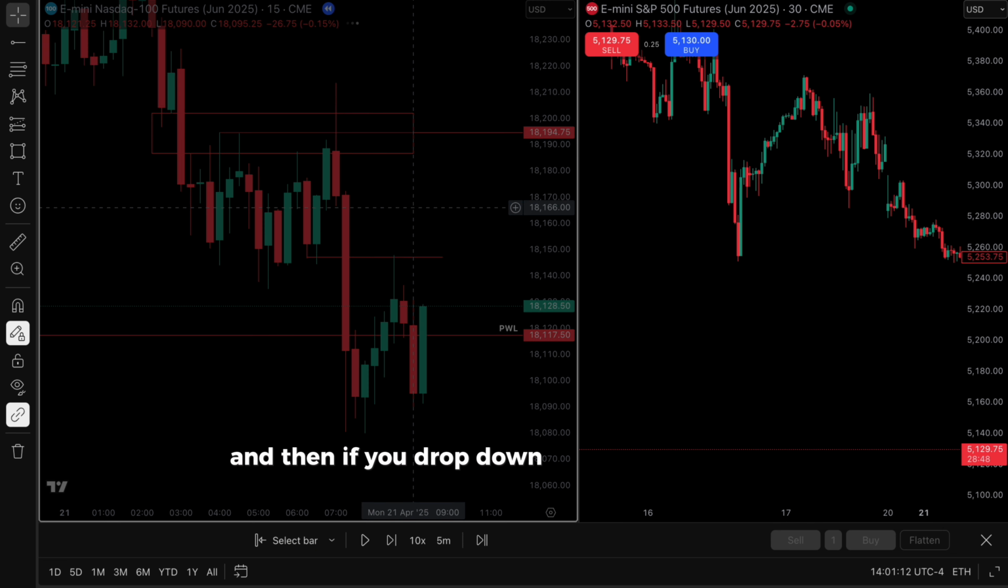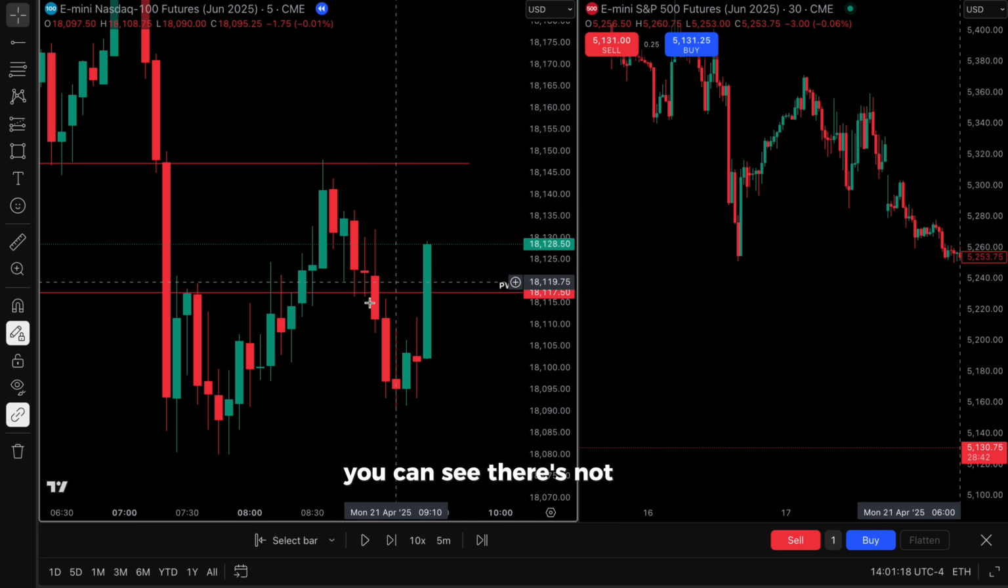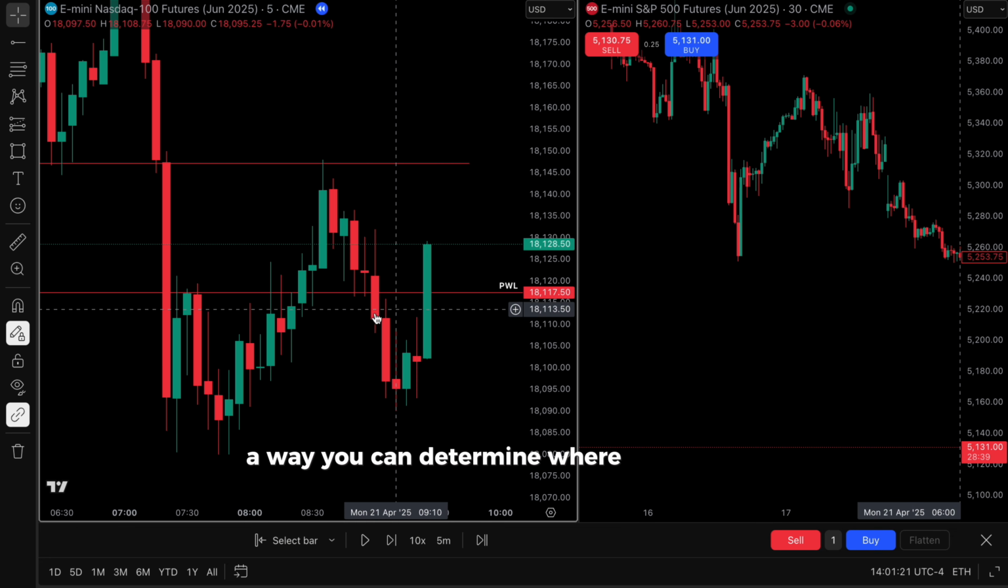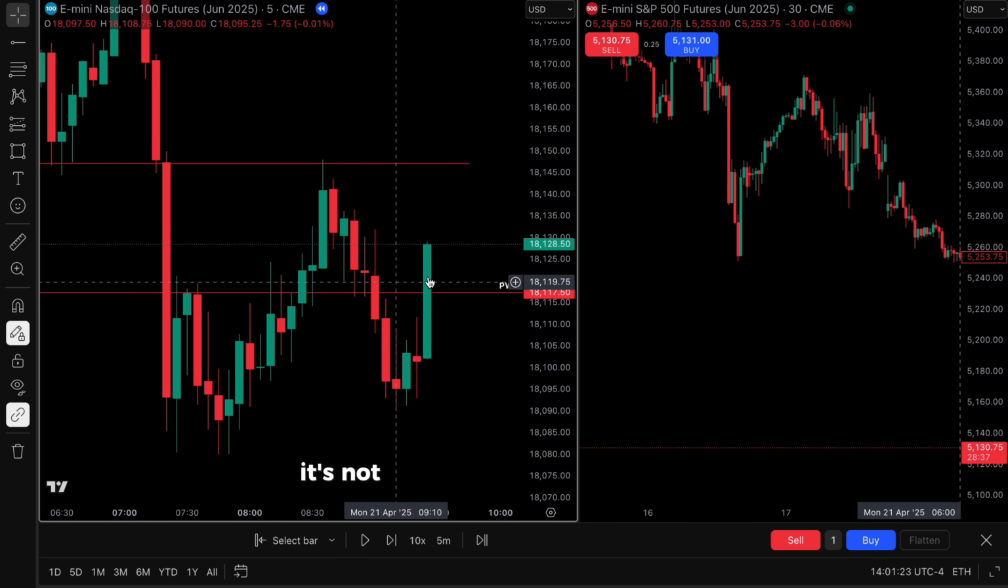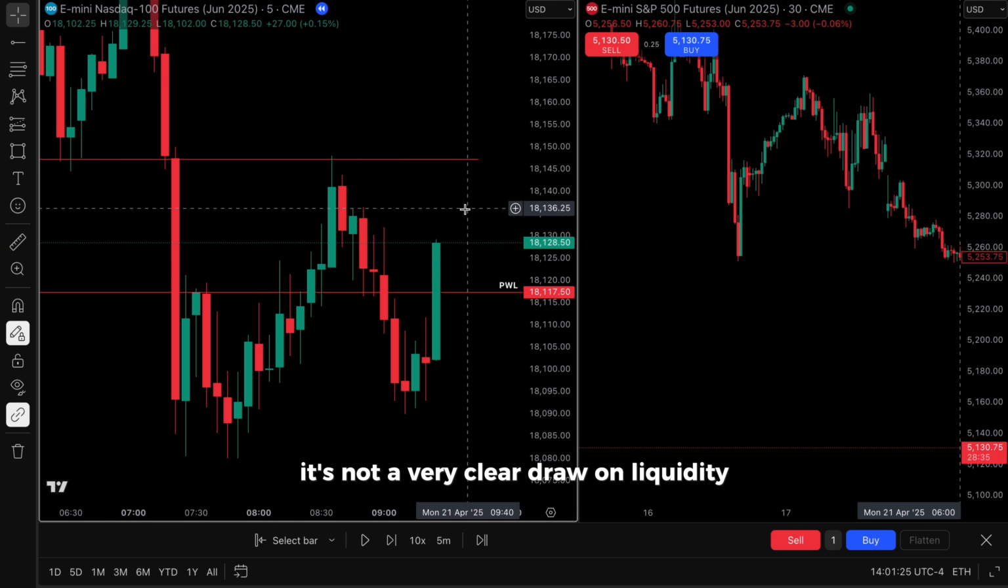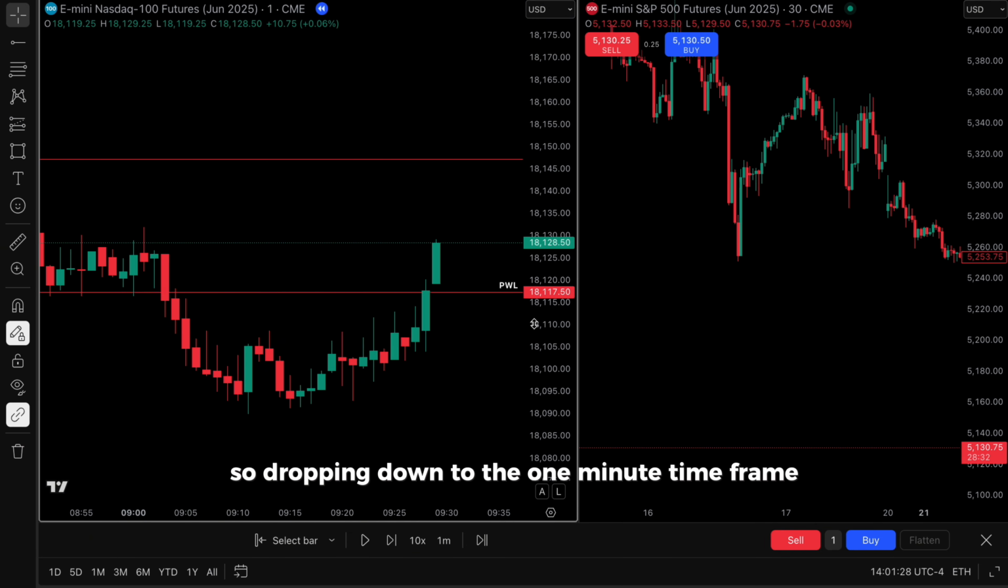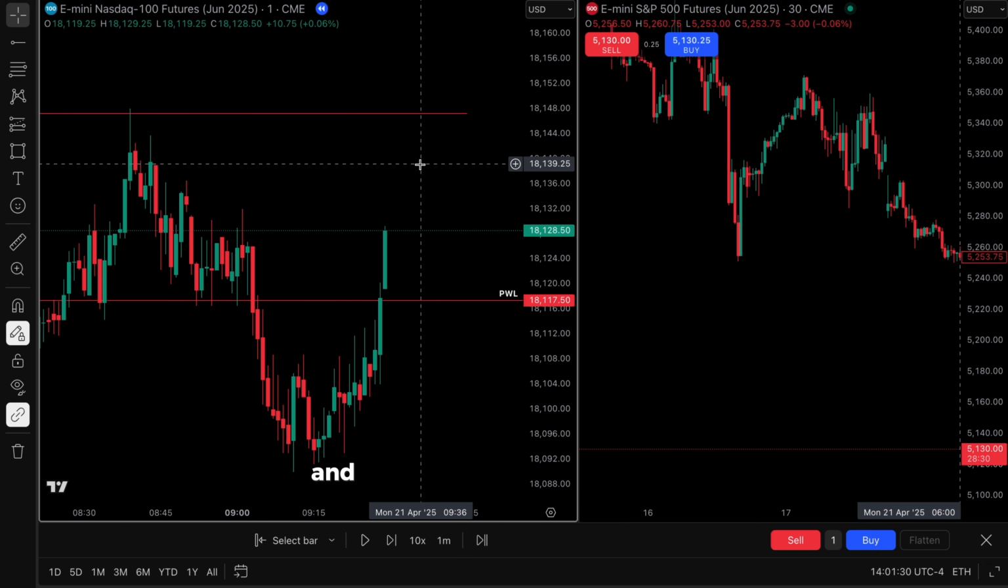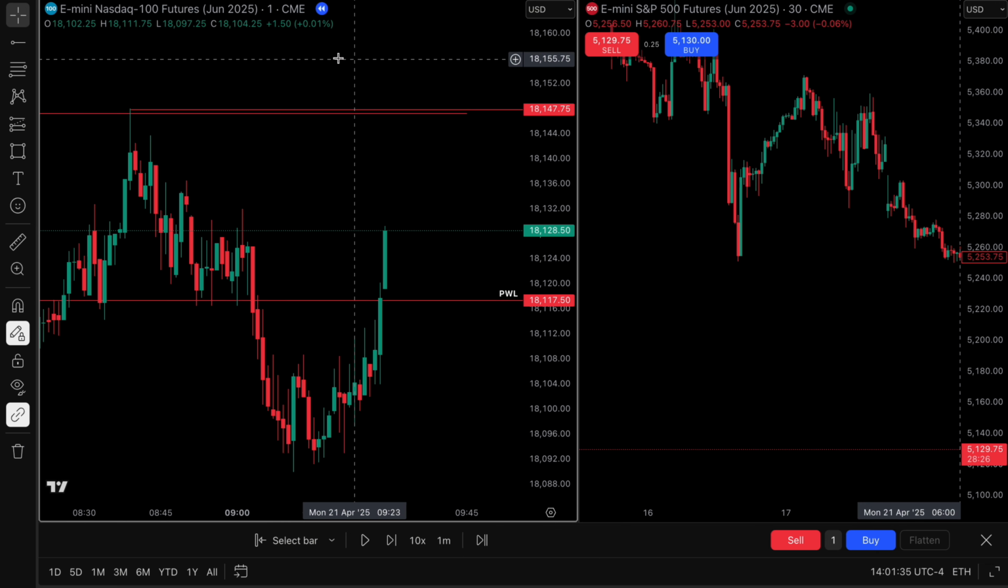And then if you drop down to the 5-minute time frame, you can see there's not really a way you can determine where the next 5 minutes are likely to draw to. It's not a very clear draw on liquidity. So dropping down to the 1-minute time frame, let's take a look at the New York Open and understand if we get anything of interest.